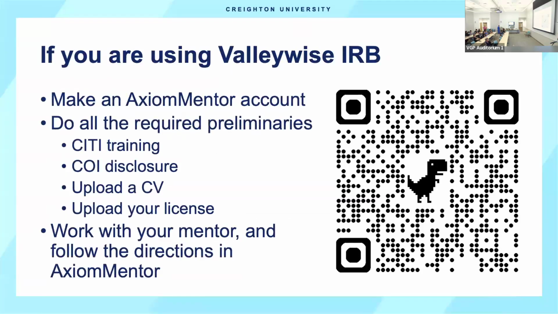If you're using the Valleywise IRB, this is the code that will get you to Axiom Mentor, same kind of thing. You need to establish an account and upload your protocol. There's kind of a questionnaire that you go through. You answer all the questions, you upload the protocol, click submit and go forward. But you do have to also ensure that you've done your CITI training and that you're affiliated with Valleywise Health in citiprogram.org. You have to do a conflict of interest disclosure and upload your CV. And if you have a license, make sure you upload that as well, a medical license. And then just follow the directions in Axiom Mentor, and it's really not very difficult.